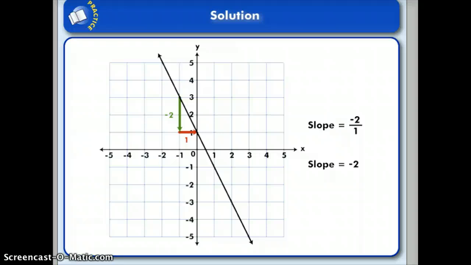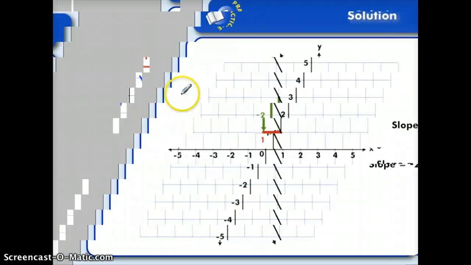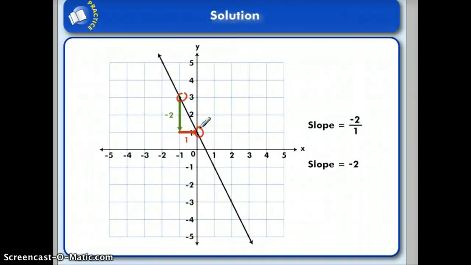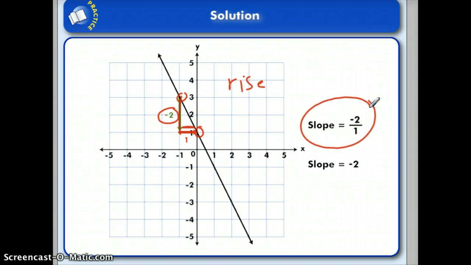So when you look at it, they found 2 points on our line right here and here. And usually when we say rise, we think we go up. But in this case, we actually have to go down. And that's where they get the -2 from. And then the run would be 1. So our slope would be -2 over 1, or just -2.